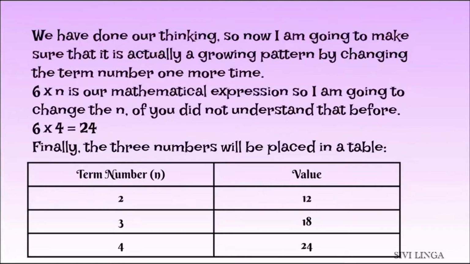6 times n is a mathematical expression, so I'm going to change the n if you did not understand that before. 6 times 4 equals 24. Finally, the three numbers will be placed in a table. Term number and value. When the term number is 2, the value is 12. When the term number is 3, the value is 18. When the term number is 4, the value is 24.